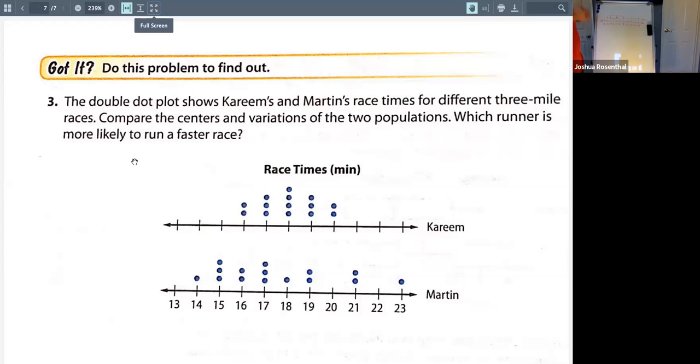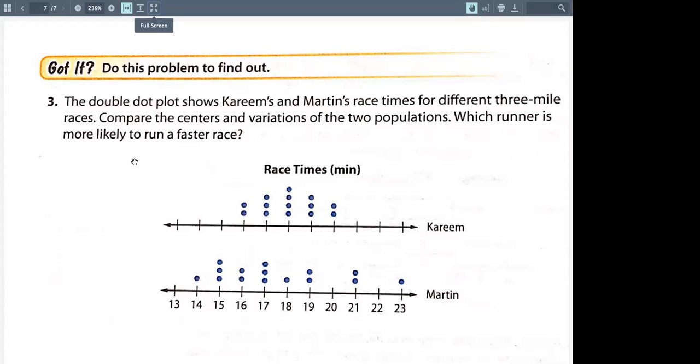You should try to practice making a box and whisker. What do you need? You need 5 values: lower extreme, upper extreme, median, lower quartile, upper quartile. Okay, I'm going to do that for Kareem now, above Martin's, and I'm going to do it in a different color. 16, 20. Yeah, Kareem has a much smaller range.